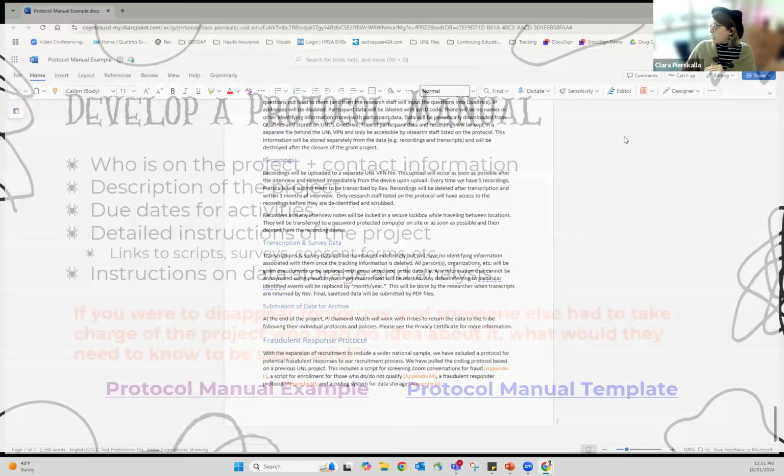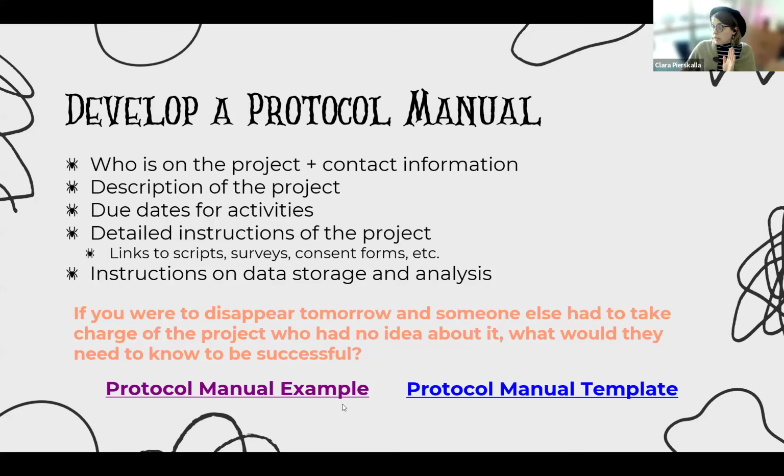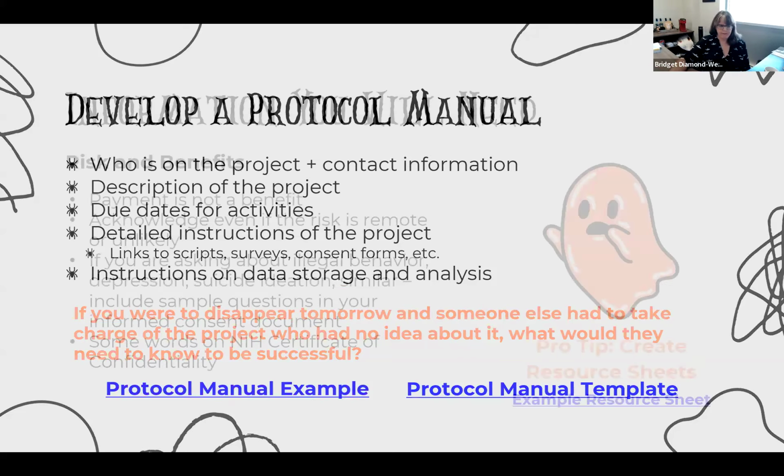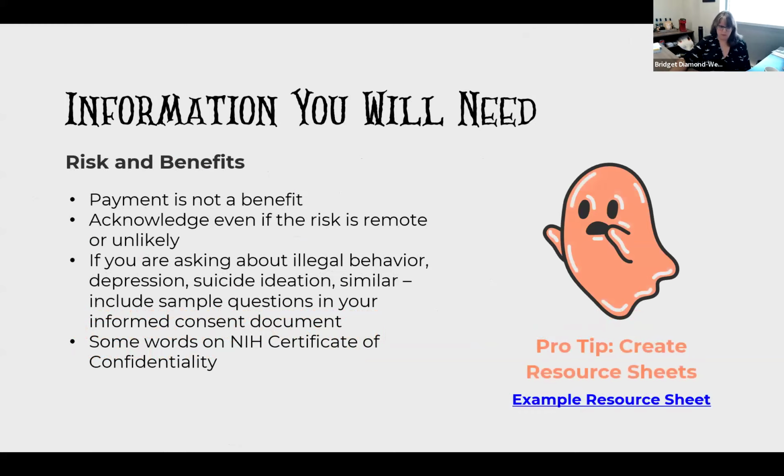So that's the basics of a protocol manual. Like I said, there's an example there, and there's also a template that has all those sections in there, so you can start filling it out when you are creating your project. And most of those appendices are things that you upload into your IRB for approval. But Claire is exactly right. What would happen if I was no longer able to do the study? Someone else is going to have to, because it's funded, right?